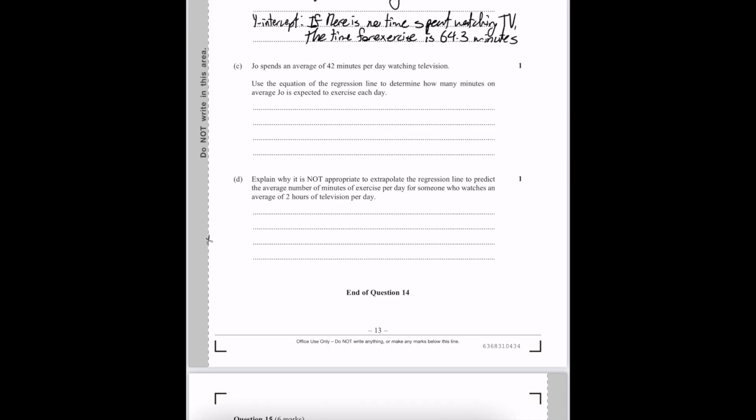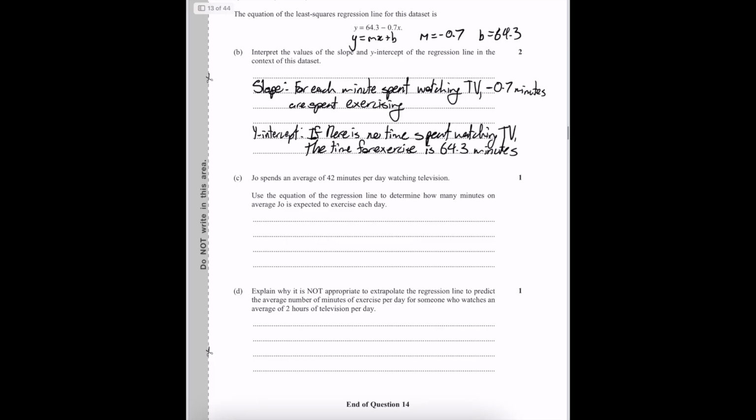Part C says, Joe spends an average of 42 minutes per day watching television. Use the equation of the regression line to determine how many minutes, on average, Joe is expected to exercise each day. So let's just rewrite that regression line. y equals 64.3 minus 0.7x. The time spent watching television is the x. So we have y equals 64.3 minus 0.7 times 42. We can solve for this, and we will get 34.9 minutes.